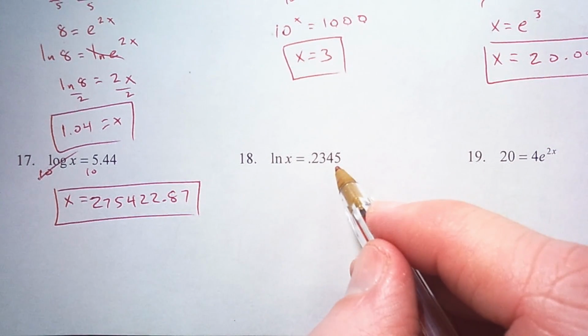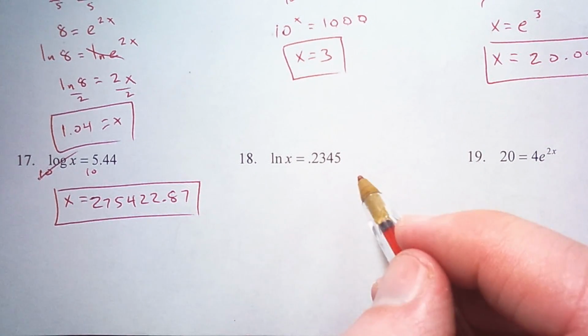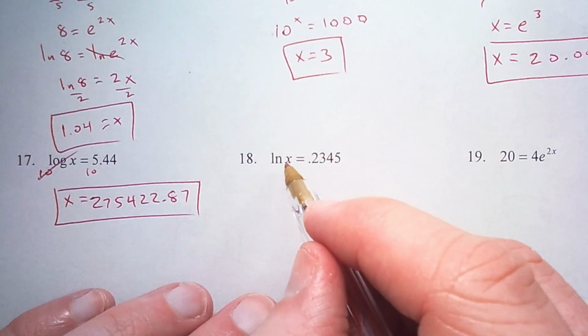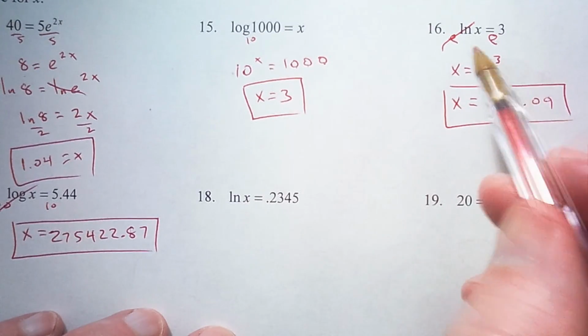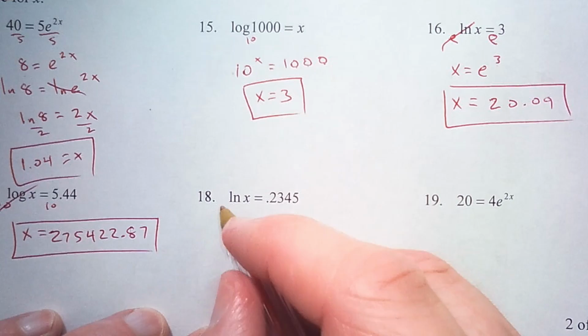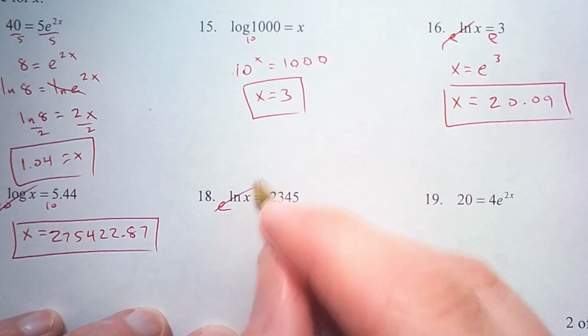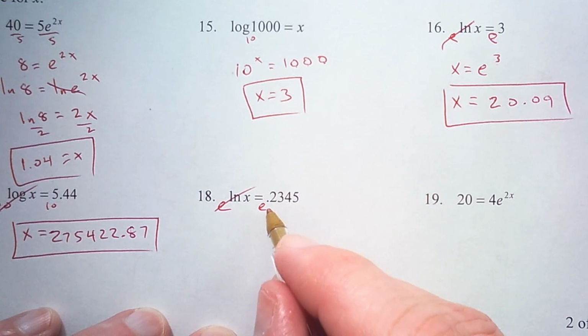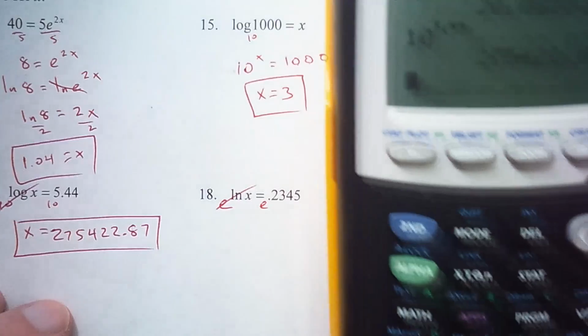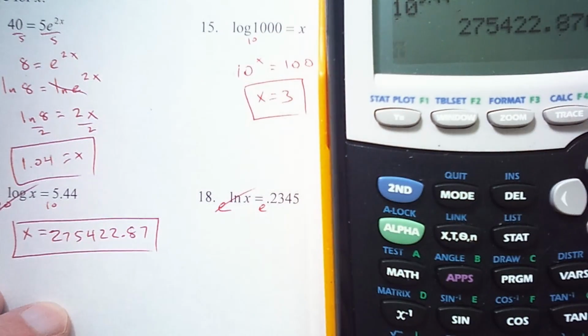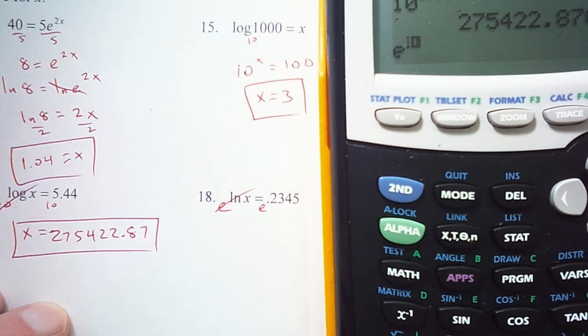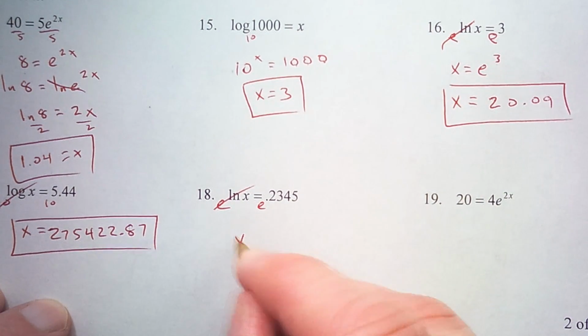Natural log x equals 0.2345. Natural log is log base e, so just like we did here, we'll put a base e on both sides. So x equals e to the 0.2345 power. So e to the 0.2345 power, 1.26.